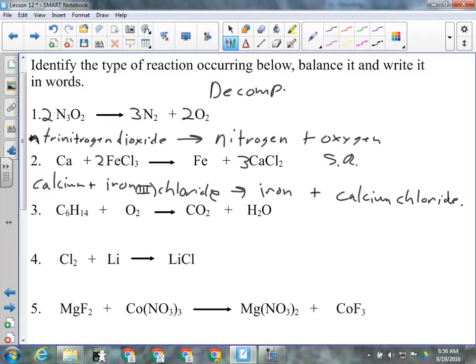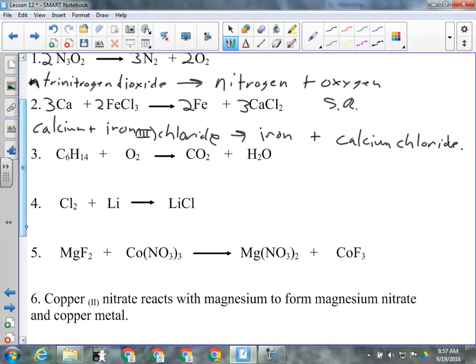But when I do these 2 things, it changes the number of calcium and iron that I have. So I need to make my calciums match by putting a 3 here, and my irons match by putting a 2 there. Okay, questions on number 2? Okay, what kind of reaction is number 3?